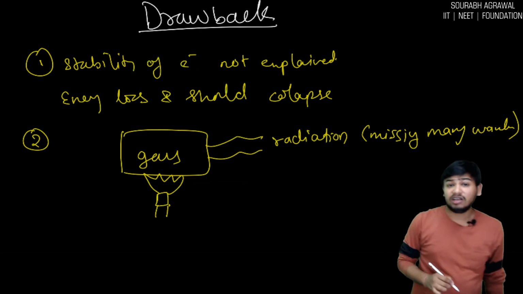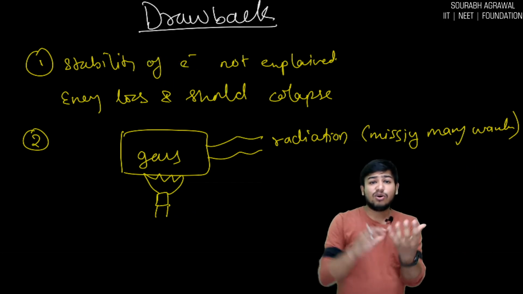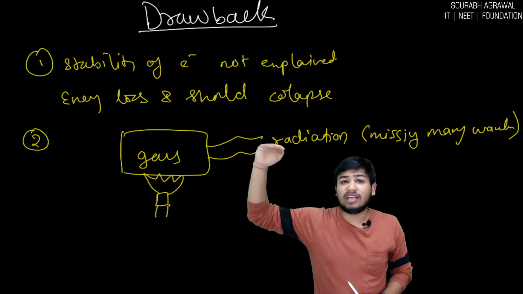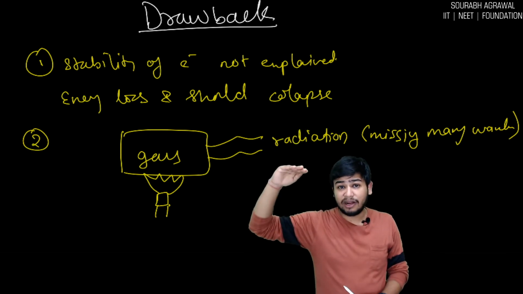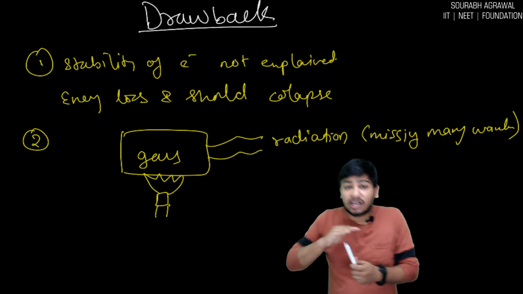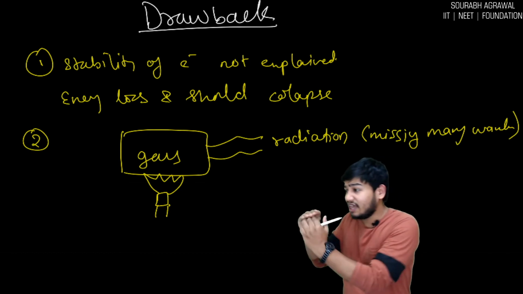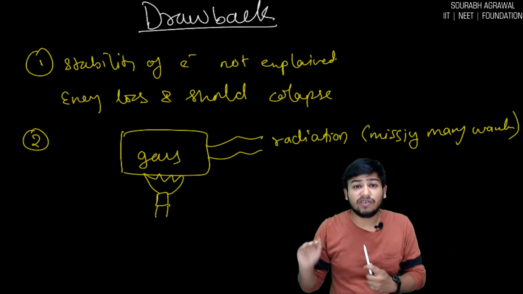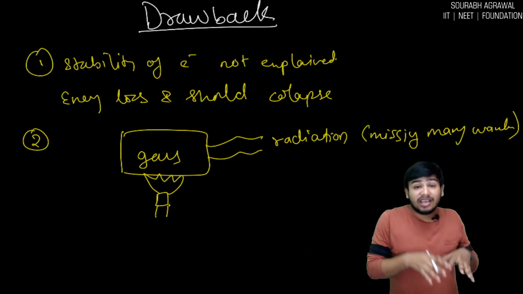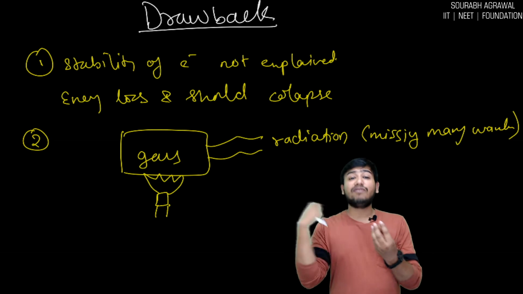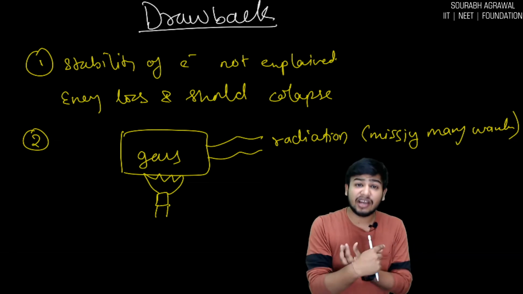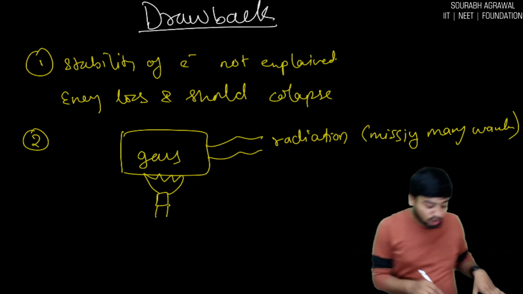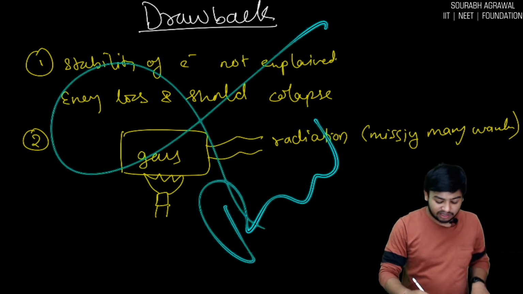What is the second drawback? When any gas is heated, radiation comes out. When that radiation is examined, it has only specific, discrete wavelengths, not continuous ones. We get only some wavelengths, for example 700, then 750, then 800. We do not get each and every wavelength. But Rutherford said that an electron can revolve in any radius. If an electron can revolve in any radius, then we could get any wavelength, but that is not happening. So these were the two major drawbacks of Rutherford's model.